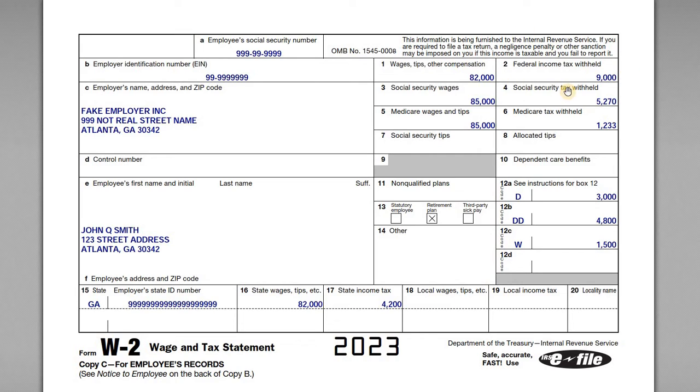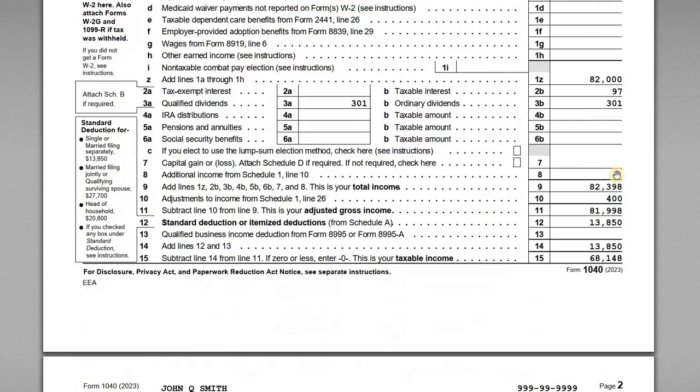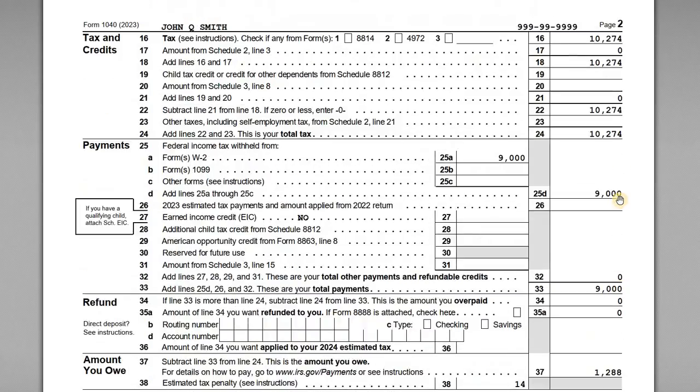Right? Now, box 2, we have federal income taxes withheld. So these are the amount of taxes withheld by your employer and sent to the IRS that covers your federal income tax liability. So the $9,000 figure here is effectively the credit you get for taxes that were paid throughout the year by the employer. So the $9,000 amount is reported on page 2 of the 1040 in the payment section, line 25a.